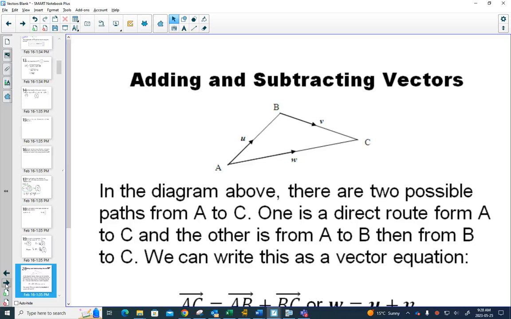Adding and subtracting vectors. When you are adding two vectors, this diagram says I could add vector u plus vector v, and it would be the same as vector w.